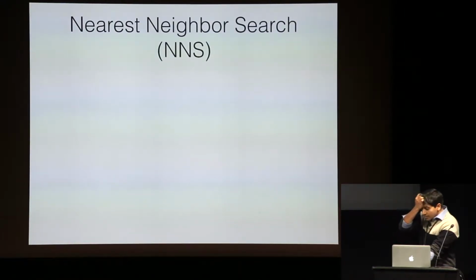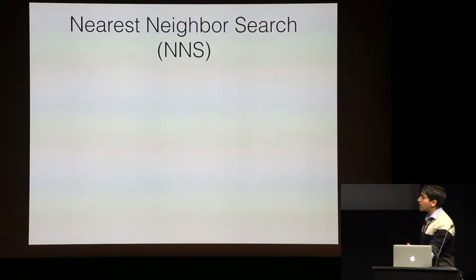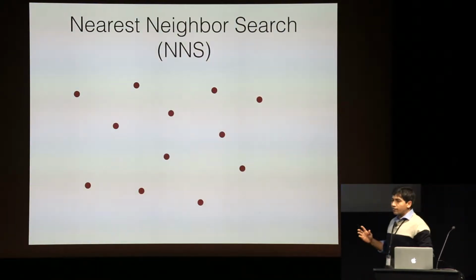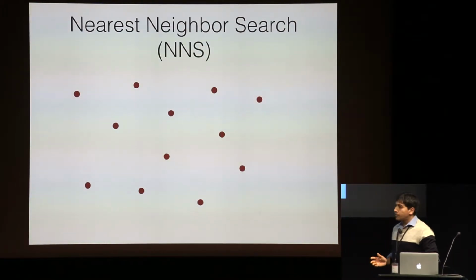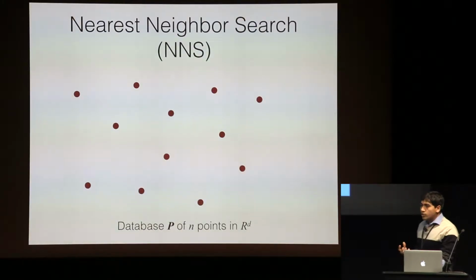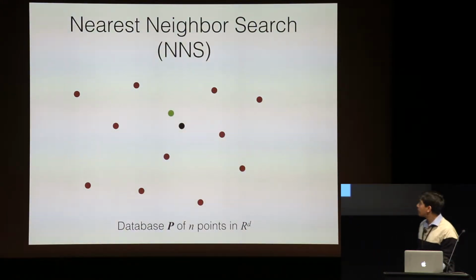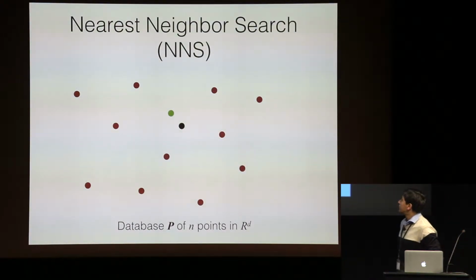The nearest neighbor search problem is one of the most fundamental problems and has received a lot of attention because of many applications in varied domains. The problem asks: you're given a set of n database points in d-dimensional Euclidean space, and the goal is to construct a data structure which, when given a query, quickly returns the closest database point to it. This problem has been studied in a variety of metric spaces, but we'll just focus on the Euclidean space and L2 norm for this entire talk.